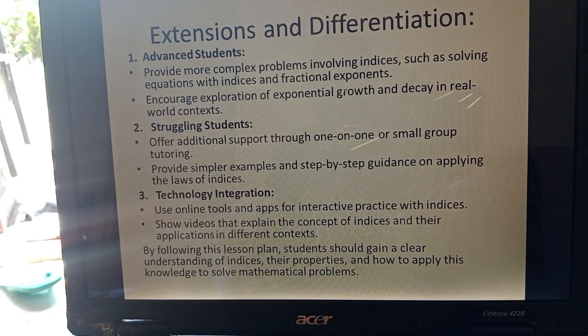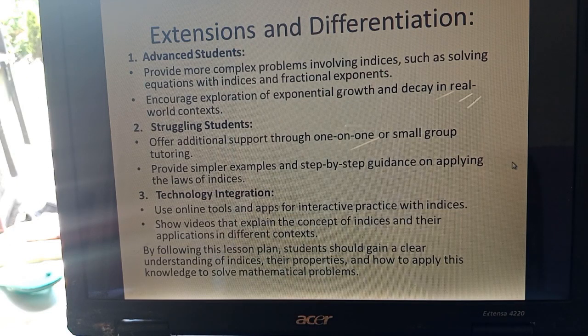Number 2, for the struggling students, offer additional support through one-on-one or small group tutoring. Provide simpler examples and step-by-step guidance on applying the laws of indices. And number 3 is integration with the technology, where you use online tools and apps for interactive practice with indices. Show videos that explain the concept of indices and their applications in different contexts.